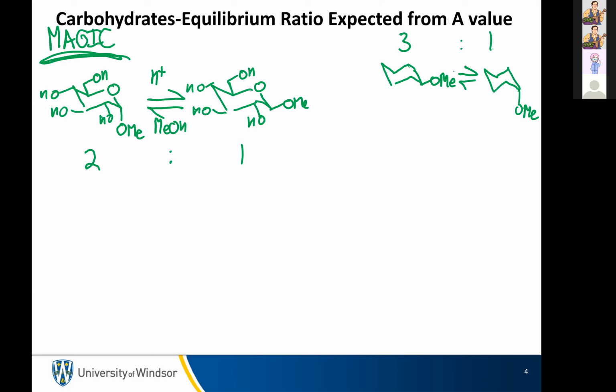But what we're seeing when we have all this other stuff in here and we have an oxygen in a ring is it's 2-to-1 the wrong way. We're favoring the more sterically hindered one by a factor of 2, whereas we expect to favor the less sterically hindered one by a factor of 3, because that makes sense and that's how the world should work.